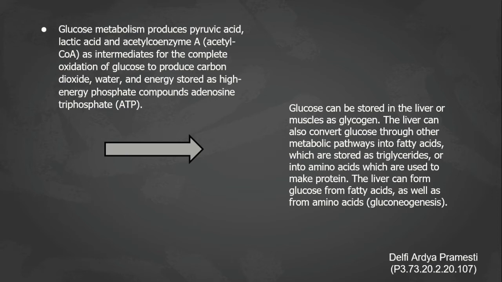The liver can also convert glucose through other metabolic pathways into fatty acids, which are stored as triglycerides, or into amino acids, which are used to make protein. The liver can form glucose from fatty acids as well as from amino acids, which is called gluconeogenesis.